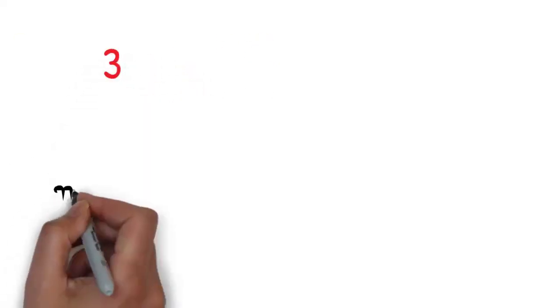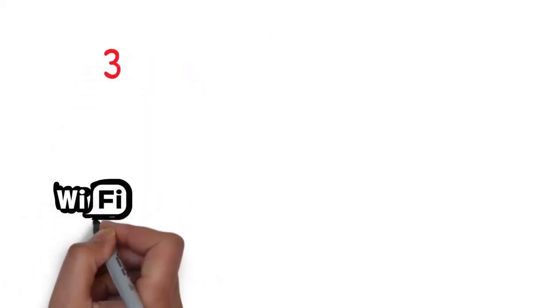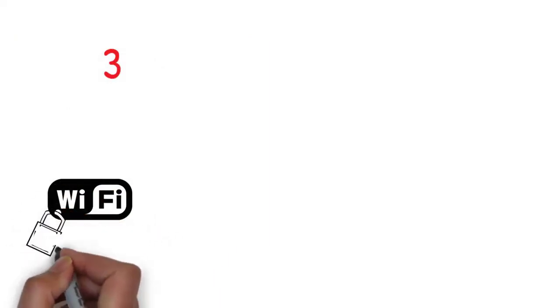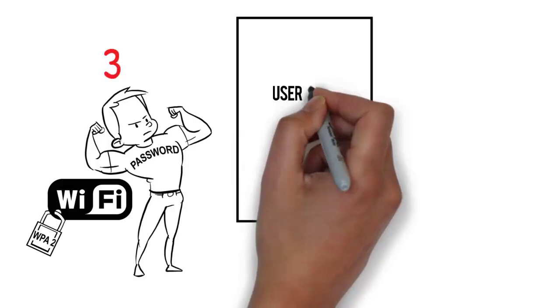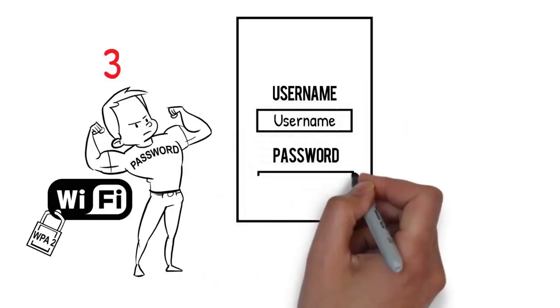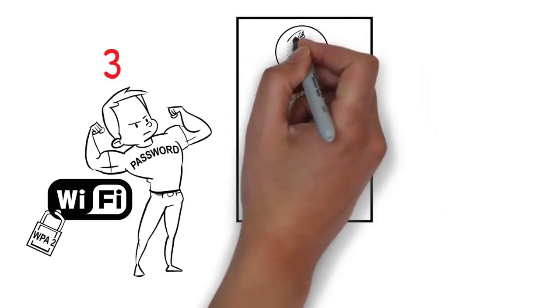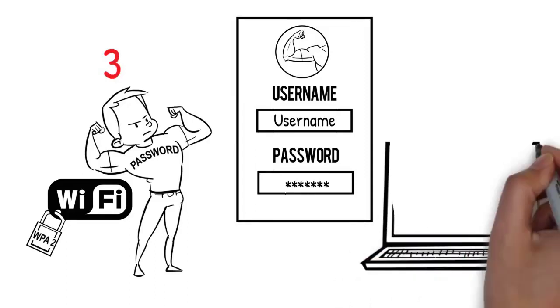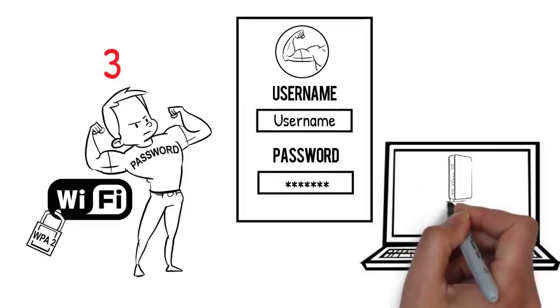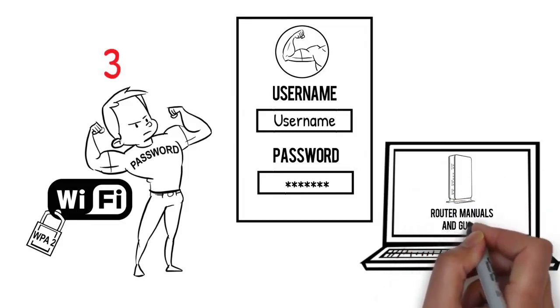3. When using Wi-Fi, make sure that your router is set up to use WPA2 encryption with a strong password. Also, make sure that you change the default username and password for the router to a stronger one. Remember, even if the default username and password appear strong, they are freely published online in router manuals and guides.